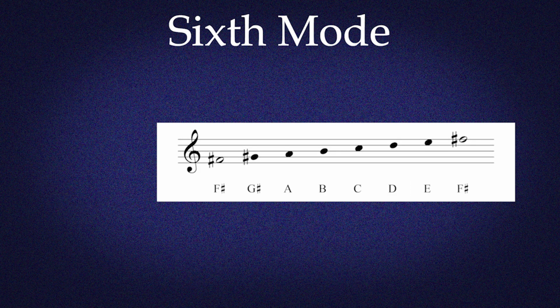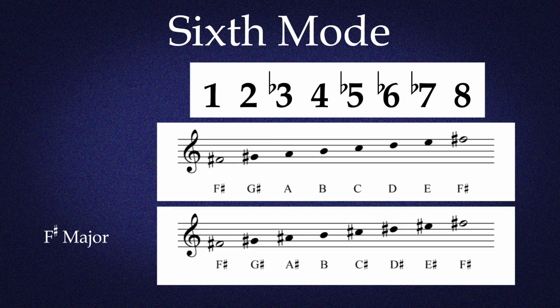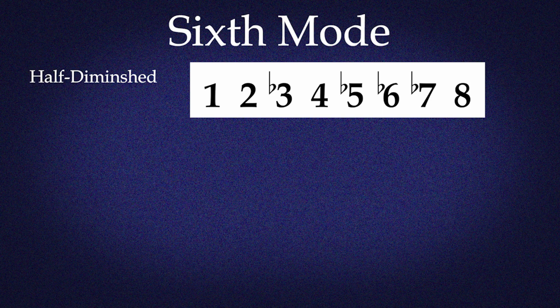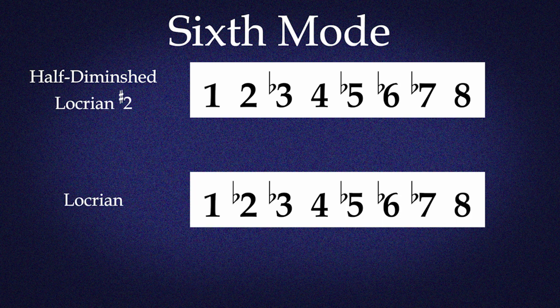The sixth mode would be F sharp, G sharp, A, B, C, D, E, and F sharp. Its formula is 1, 2, flat 3, 4, flat 5, flat 6, flat 7, 8. It is sometimes called the half diminished scale, but most commonly it's called Locrian sharp 2.